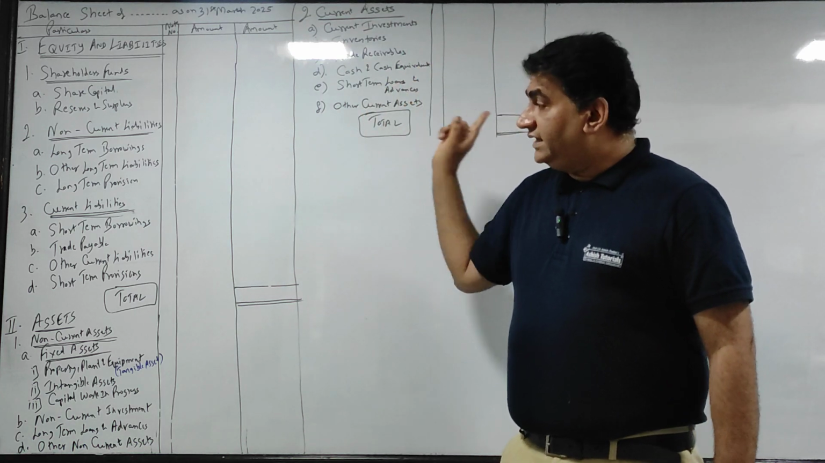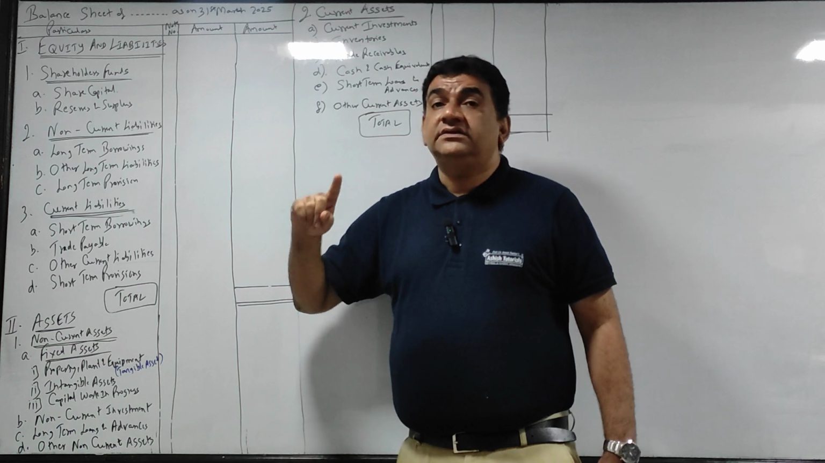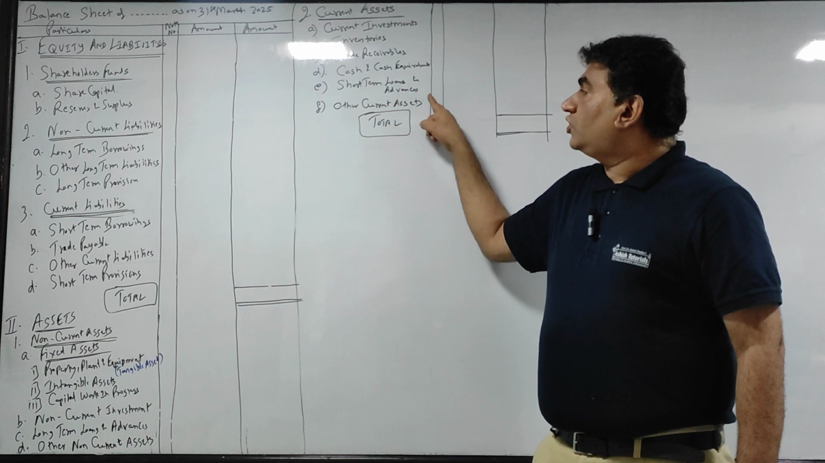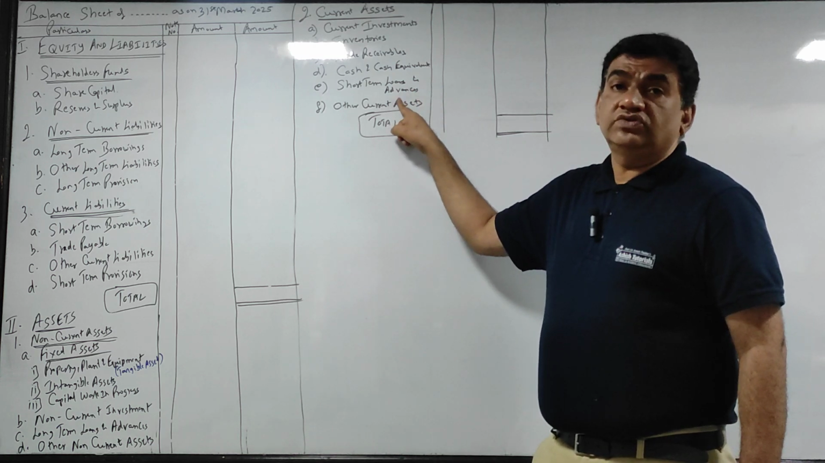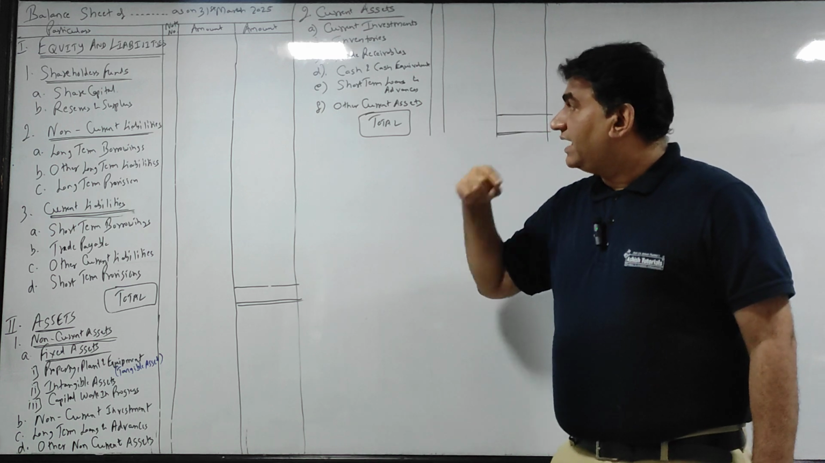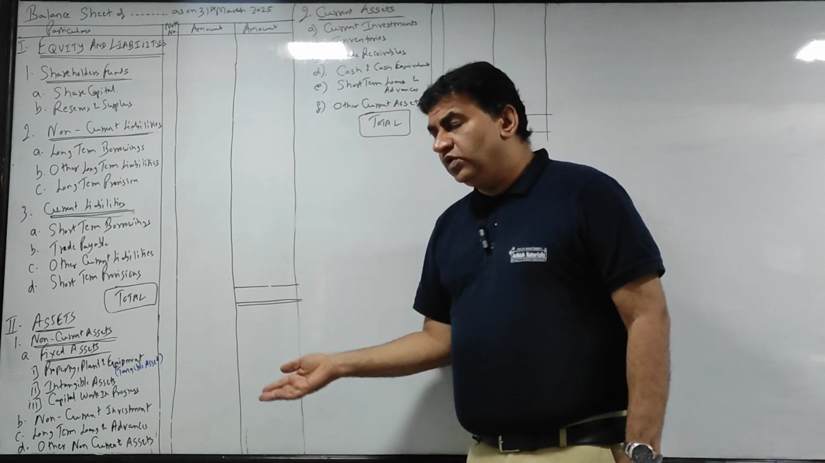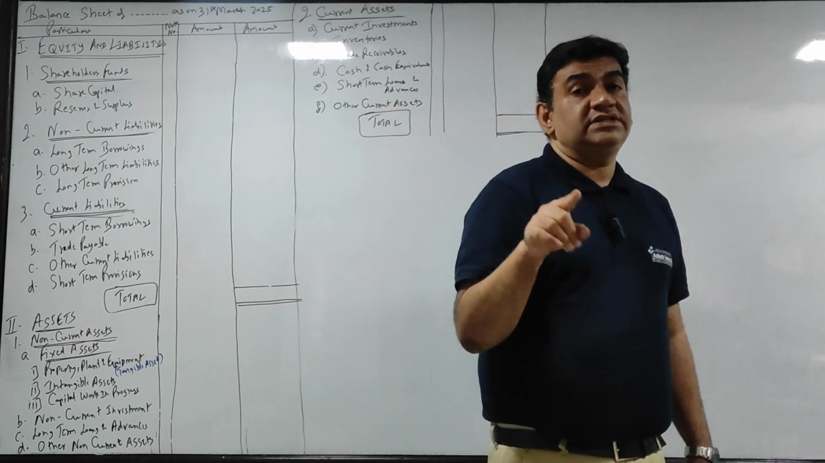What I told you, income received in advance will be other current liabilities, and expenses paid in advance will be a part of short-term loans and advances, not other current assets. It will be short-term loans and advances. Got it? So when I pay an expense in advance, short-term loans and advances. When I give a loan, I will get it back within 1 year, short-term loans and advances.